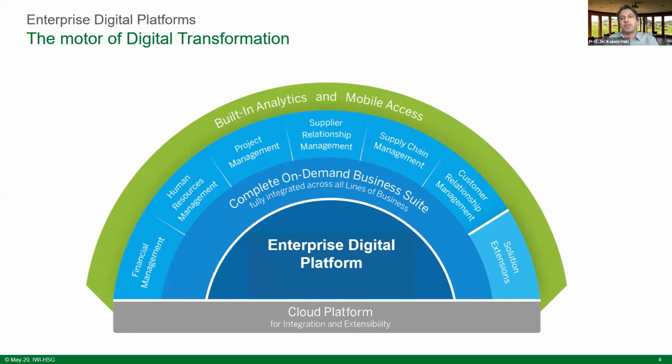So one of the fundamental answers to this question is to use enterprise digital platforms. These are extendable code bases designed and developed on a cloud infrastructure, on which you can define and develop different modules. For example, we have a module on financial management, a module on human resource management, on project management, and the others.